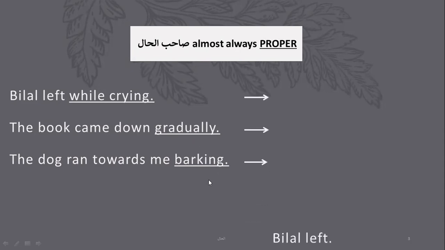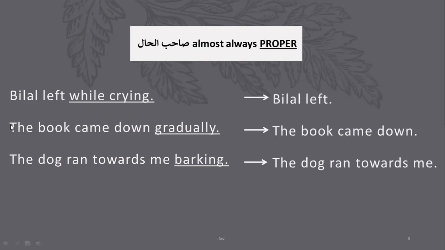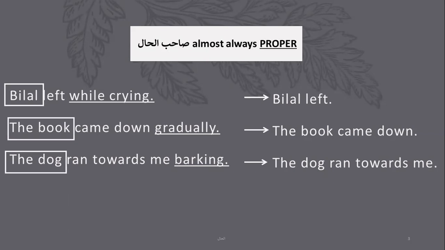Now also notice if you remove these hals, the sentence is still complete. Bilal left, complete. The book came down. That's absolutely fine. The dog ran towards me. That's also perfectly fine. So hal is always an addition to a complete sentence. Now also notice that Bilal, the book, and the dog, they are all proper. So most of the examples I've come across so far, hal is always proper. There may be exceptions, we don't know, but at least not to my knowledge. But almost always it's proper.